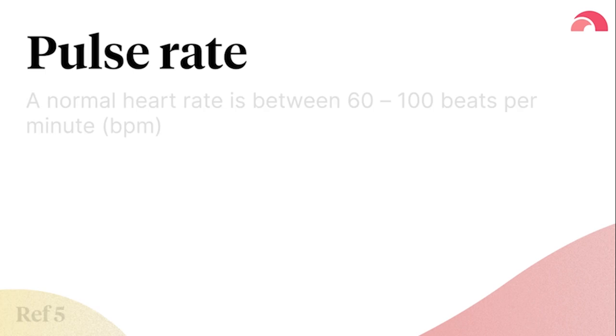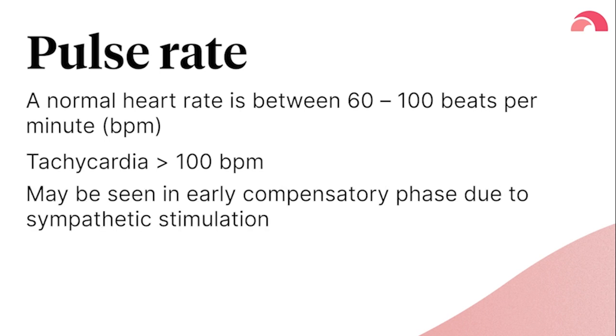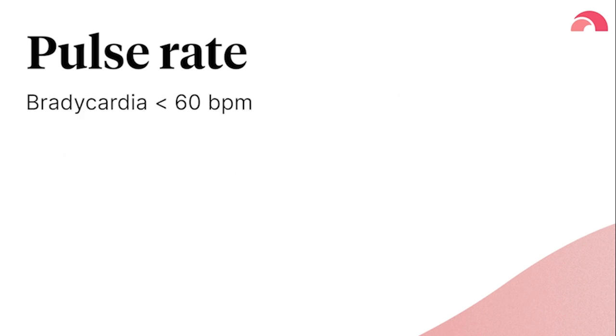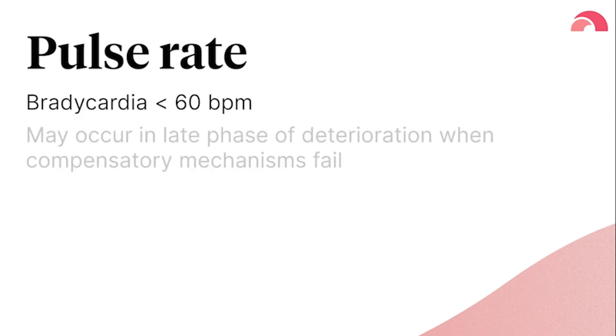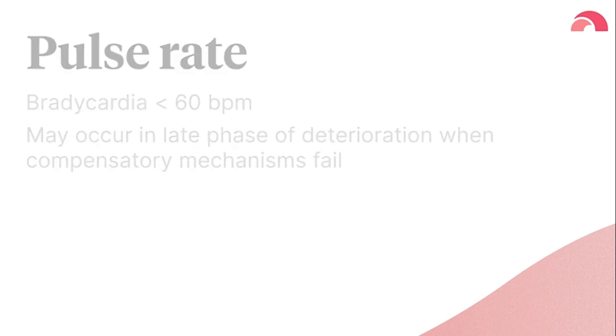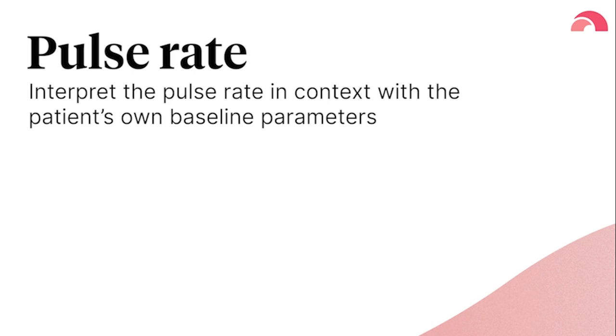Now, let's review pulse rate and volume in the context of cardiac deterioration. A normal heart rate is between 60 to 100 beats per minute. A tachycardia, greater than 100 beats per minute, may be seen in early compensation phase due to sympathetic stimulation. Bradycardia, less than 60 beats per minute, may occur in late phase of deterioration when compensatory mechanisms fail. Remember to interpret the pulse rate in context with the patient's own baseline parameters.